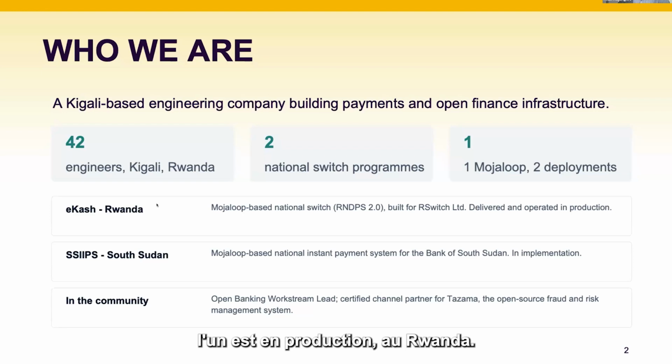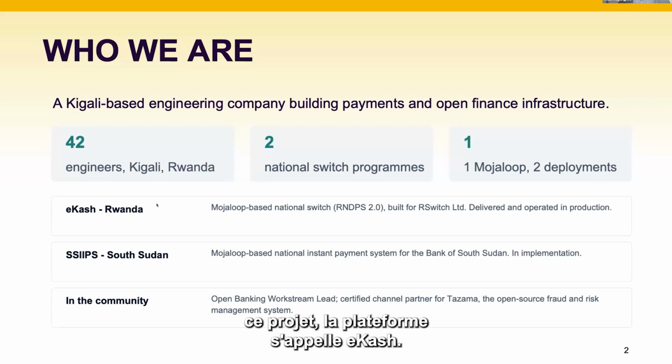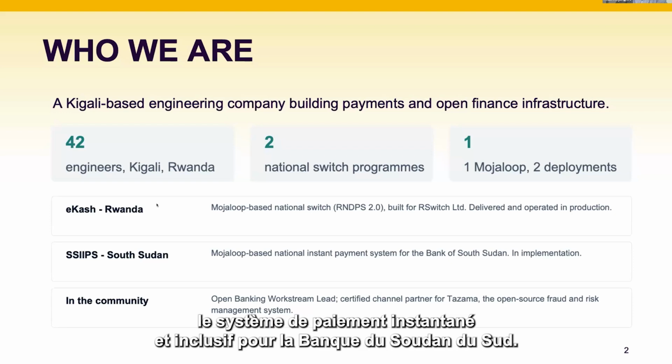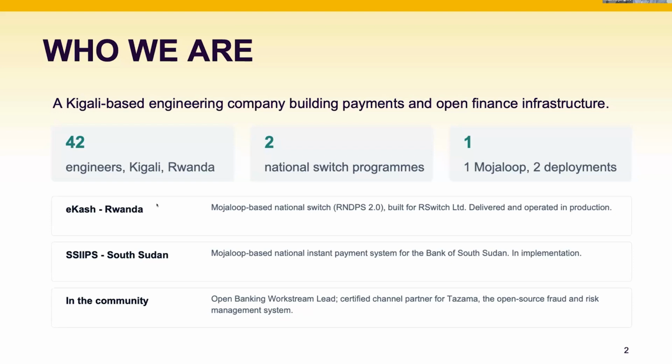Like I just said, we've implemented 2 national switches as of today. One is live in production in Rwanda. For those who know about this project, the platform is called eCash. That's the national payment switch for Rwanda, and then we are currently also implementing the IIPS for the Bank of South Sudan.